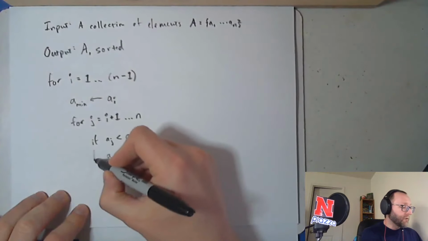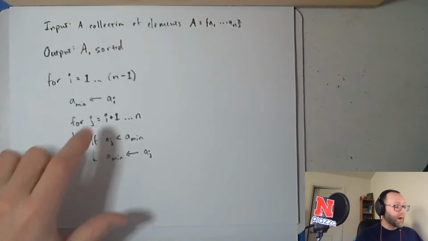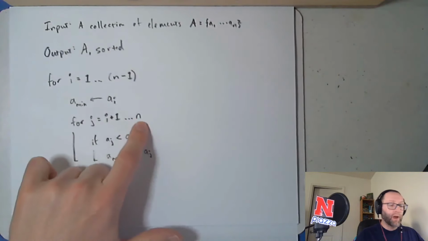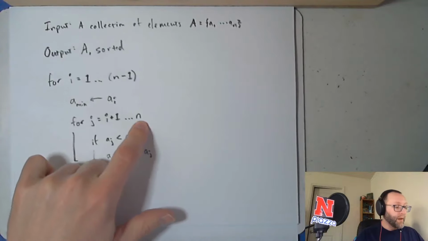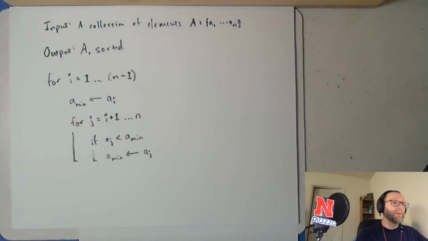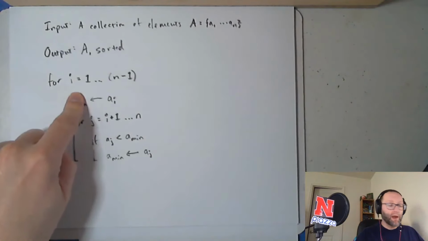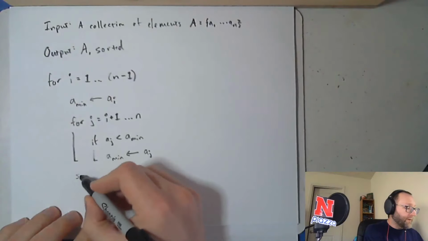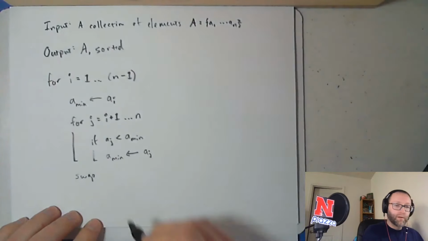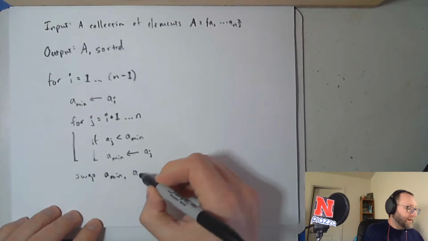So this inner loop here is responsible for finding the minimum element among elements I up through n. Okay. Now what we need to do is take that element and put it at the beginning, not at the beginning of the entire collection, but at the beginning of wherever you started, at I. So I'm going to swap a sub min and a sub I.